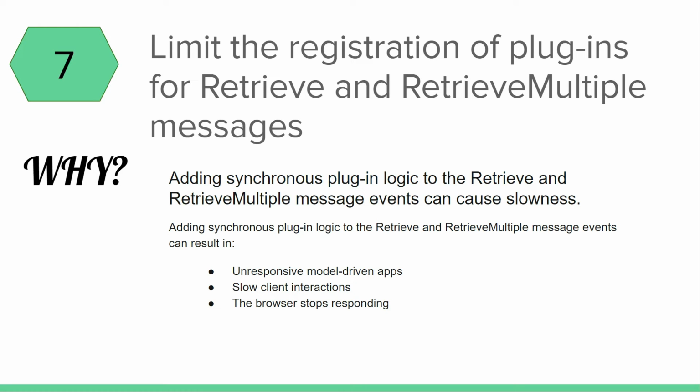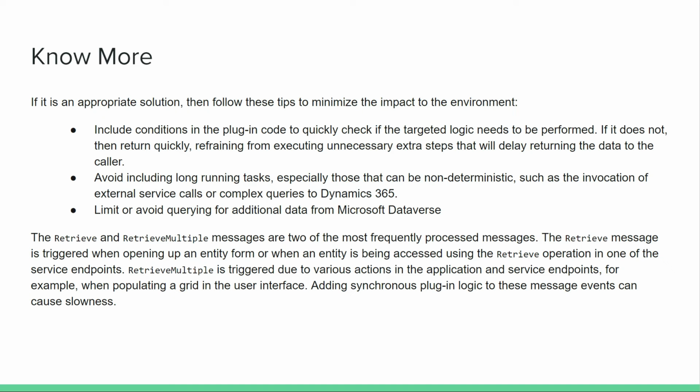When a view is loaded, when a form is loaded, every time the retrieve multiple message is executed. So adding synchronous plugin logic to the retrieve and retrieve multiple message event can cause slowness. If you register any plugin in retrieve and retrieve multiple message, it will slow down the performance. What will happen if you add a synchronous plugin in retrieve multiple? The app will be unresponsive, client interaction will be slow, the browser will stop responding. So it is very important to avoid registering plugins in retrieve and retrieve multiple.